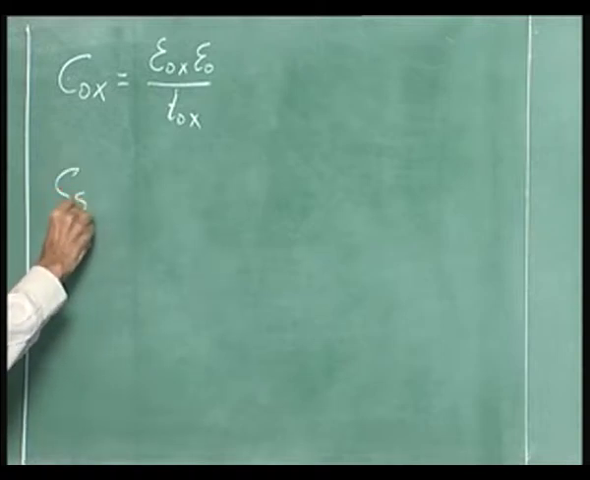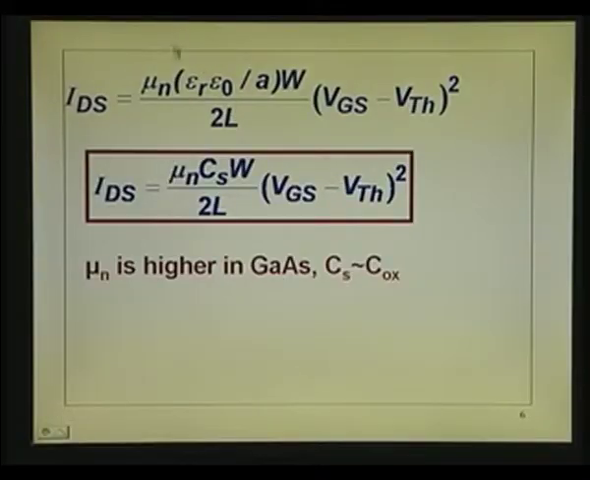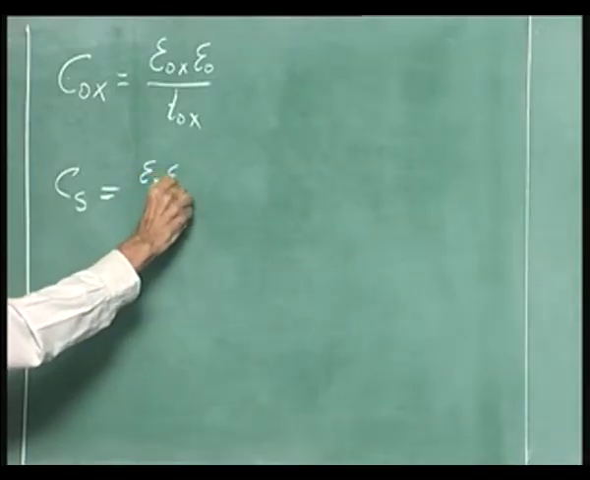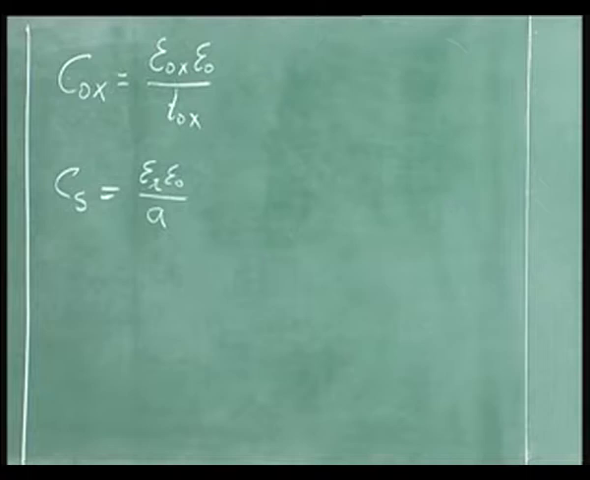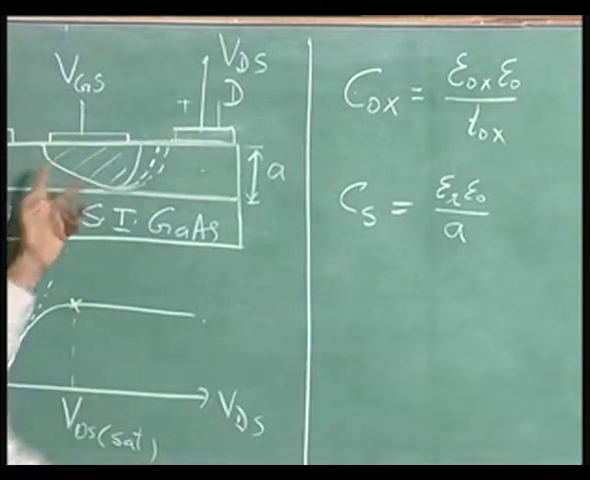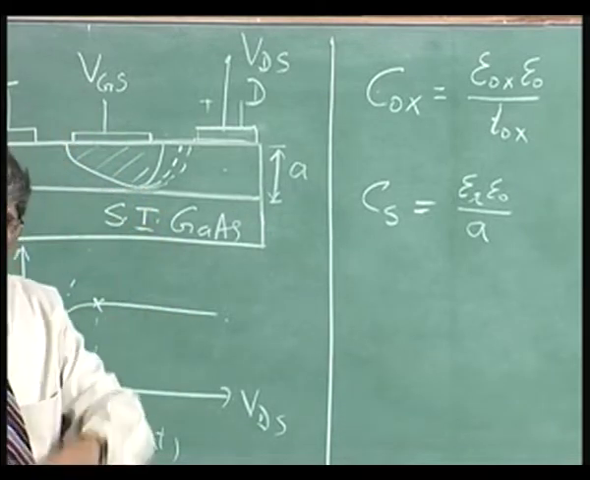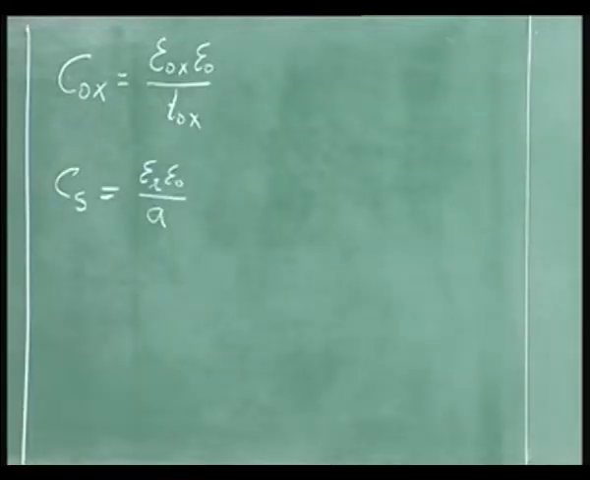CS, what is CS? You just take a look here, that is the capacitance of the depletion layer itself, epsilon r epsilon 0 into A divided by A. So, that is the capacitance of the channel if the channel is fully depleted per unit area. Capacitance of the channel per unit area if the channel is fully depleted totally uniformly, that is the capacitance.